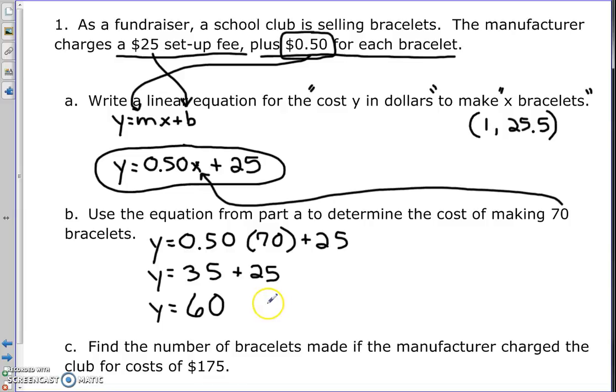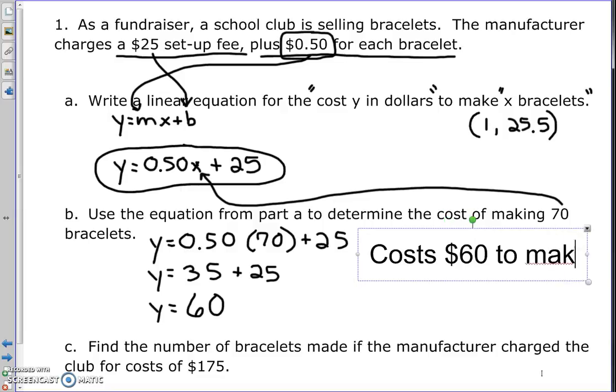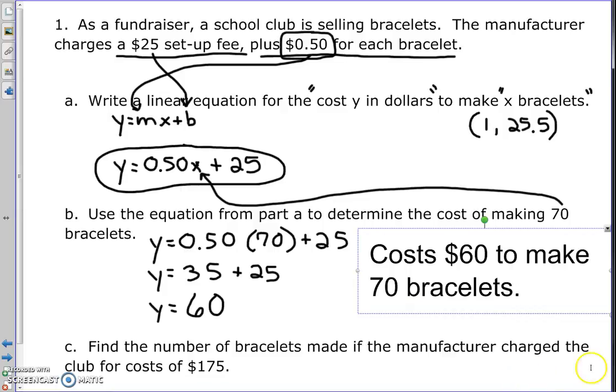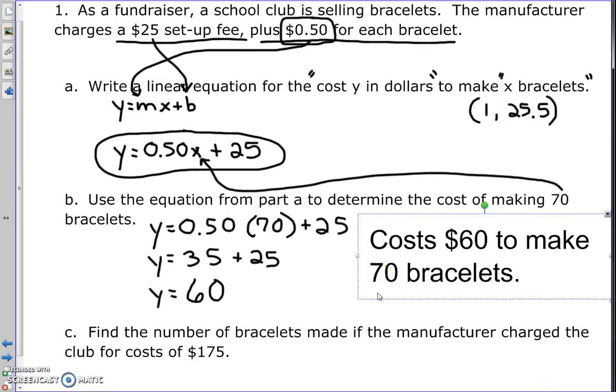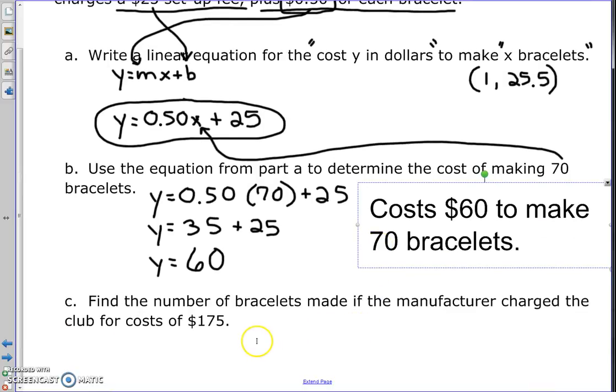So with y equaling 60, that's saying it costs $60 to make 70 bracelets. So you're going to be taking the time to really state your answers here, because that's going to force you to really understand and process the full extent of the problem.